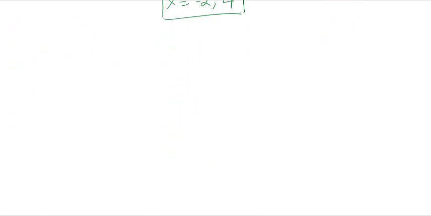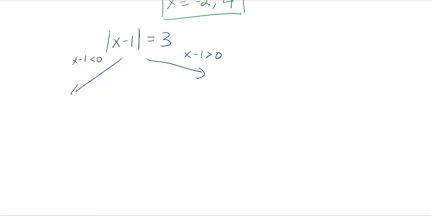Let's look at the equation again. We have absolute value of x minus 1 equals 3. And now we look at two cases. We look at the case where x minus 1 is less than 0, and we look at the case where x minus 1 is larger than 0. So the easier case is when x minus 1 is positive.